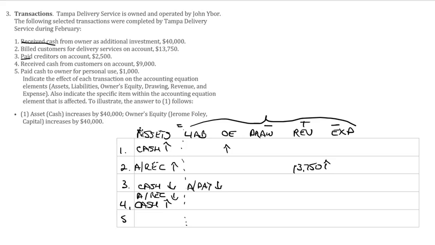Then on number 5, we paid cash to the owner for personal use, so cash is going to decrease. And that drawing account is going to decrease by $1,000. Actually, you're increasing a negative is what you're doing. Okay, all right.